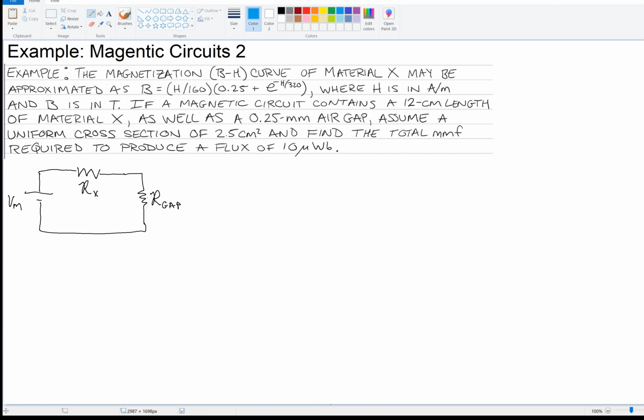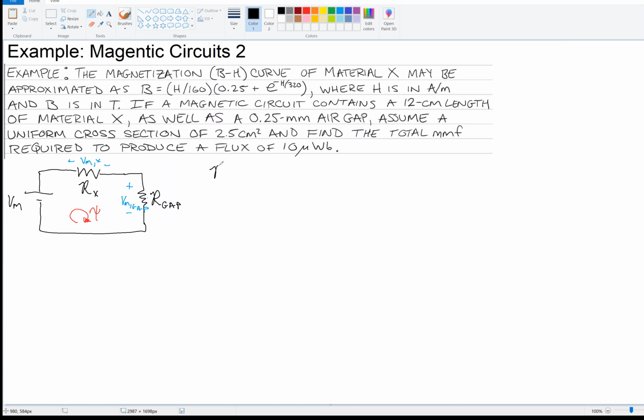I'm also going to label some things in my circuit as I would in an electrical circuit. I will label the potential drop, if you will, across that reluctance, and the potential drop across this reluctance. Call that X and gap, respectively. And then the neat thing here is that because it's a series circuit, I have the same flux going through all of this, right? So let's talk about those reluctances now.